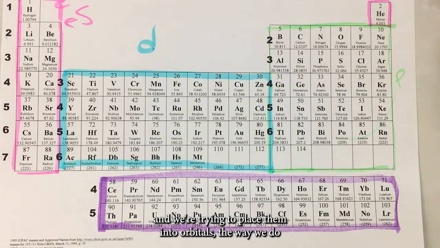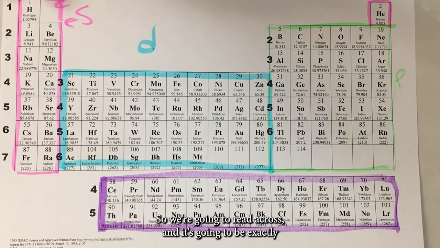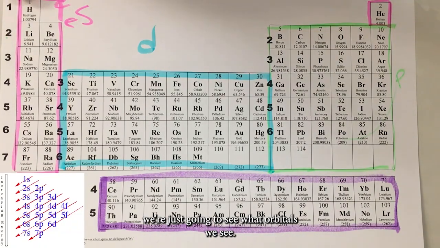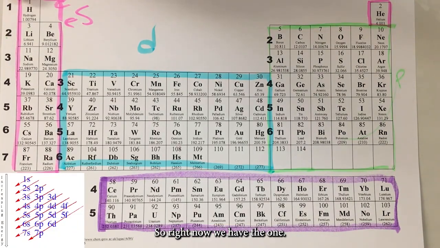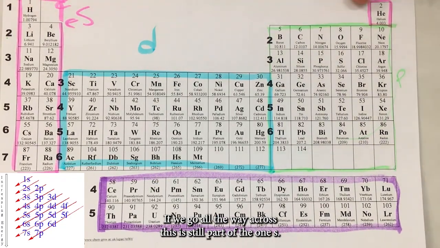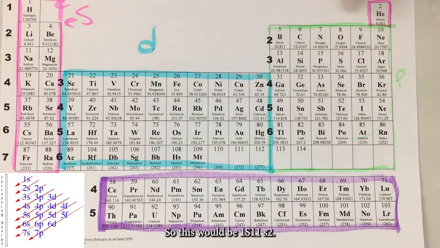What's really cool about this is that when we're placing electrons into orbitals, the way we do it is we read across the periodic table. It's going to be exactly the same as the arrow diagrams we did before. If I start over here on the left-hand side, we just say what orbitals we see. Right now we have the 1, and this is an s orbital, so we have the 1s. If we go all the way across, this is still part of the 1s, so this would be 1s1, 1s2.